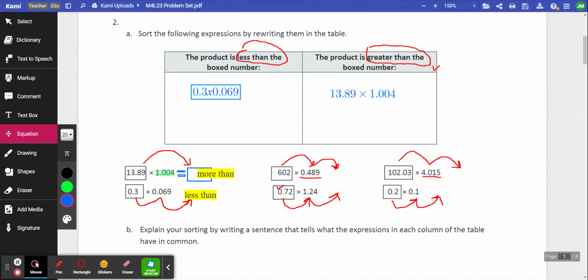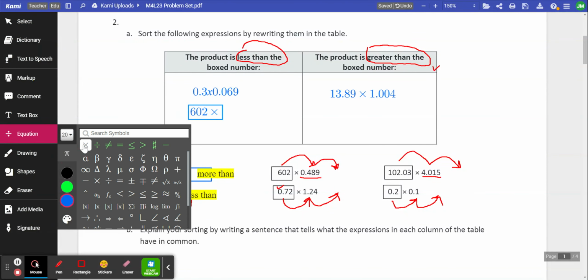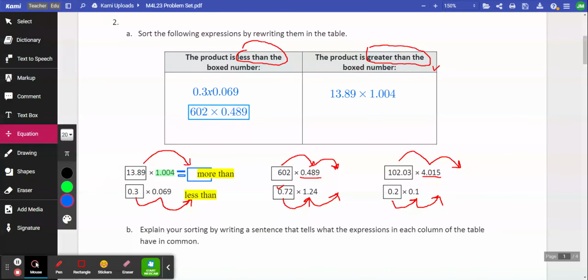Okay, let's look at this one right here. This one is multiplied by a number less than 1. So the product is going to be less than the 602, so that goes in here. 602 times 489 thousandths. So you get the gist. All of these go on that side.